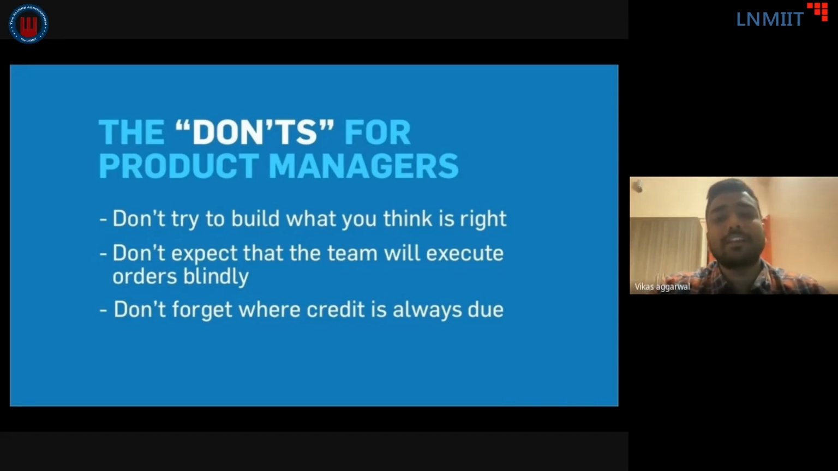Second, don't expect that the team will execute the orders blindly. Okay. And don't forget where the credit is always due. So in a nutshell, what I want to say is, put yourself in the shoes of users and from their perspective, think of the product.